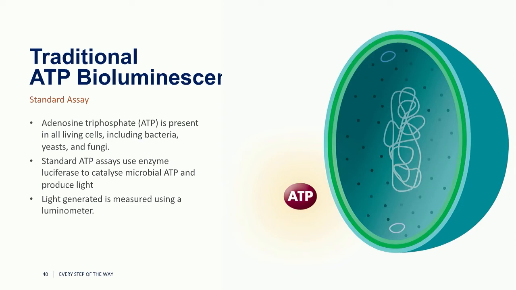Traditional ATP bioluminescence is based on the premise that ATP, or adenosine triphosphate, is present in all living cells, and that includes bacteria, yeast, and fungi. The standard ATP assays use the enzyme luciferase to catalyze that microbial ATP into light production. And then any light which is produced is measured using a luminometer.